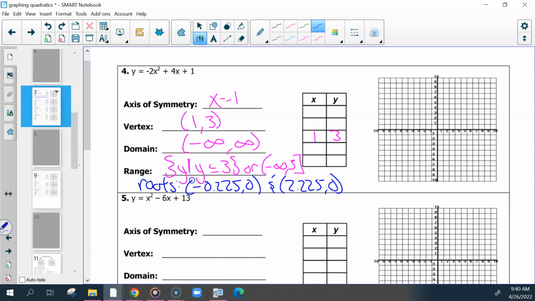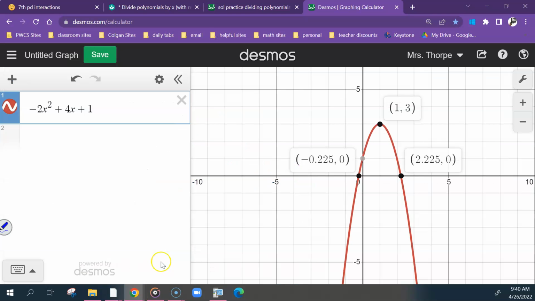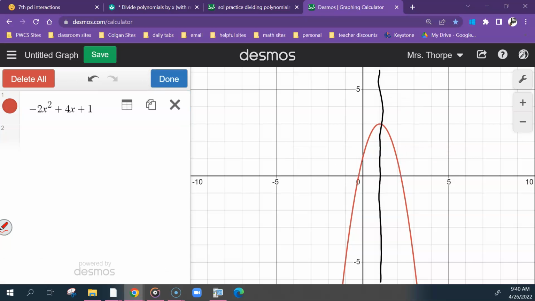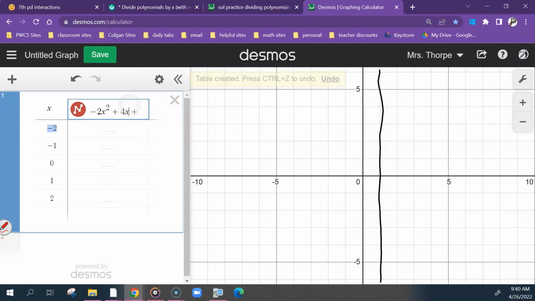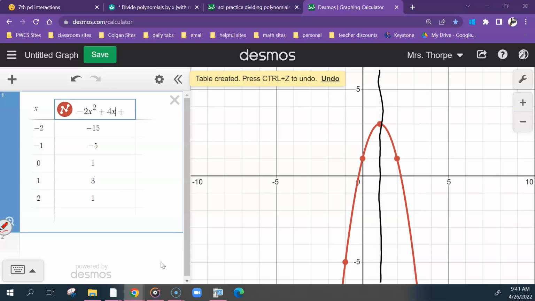To find the other points on Desmos, you would do the following. Go into your gear wheel, make this a table. It's going to give you certain points, but we want these points to be something we can graph. Negative 215, you can't really graph, and we want it based around the vertex. So if you wanted to, you could get rid of that point. You don't want it.